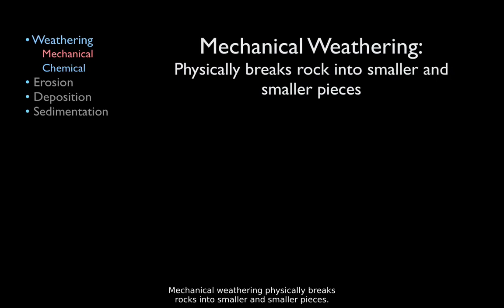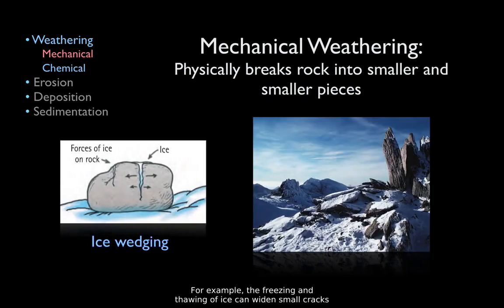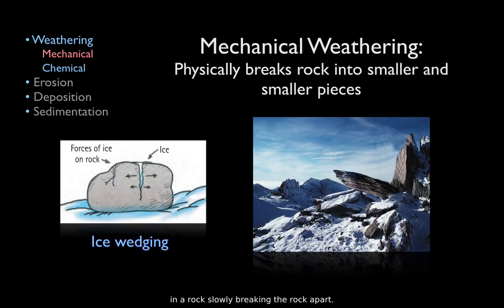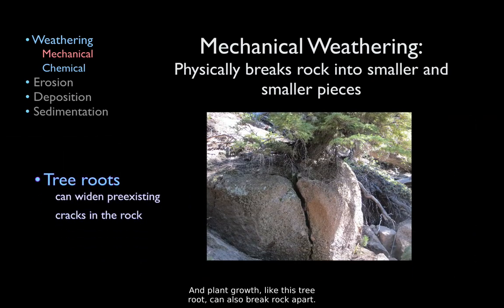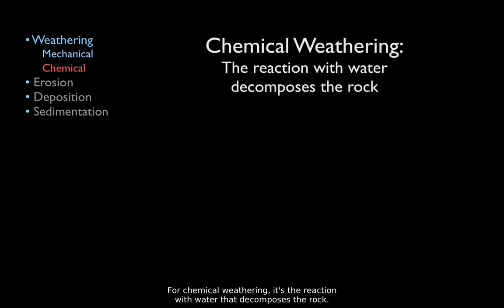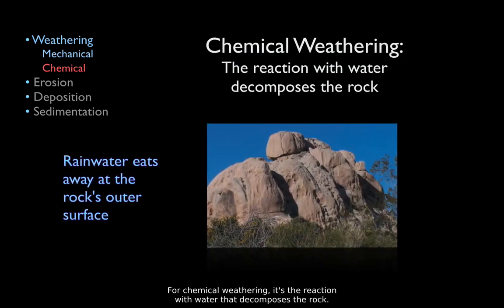Mechanical weathering physically breaks rocks into smaller and smaller pieces. For example, the freezing and thawing of ice can widen small cracks in a rock, slowly breaking the rock apart. And plant growth, like this tree root, can also break rock apart. For chemical weathering, it's the reaction with water that decomposes the rock. Chemical weathering eats away at the rock's surface, making it easier to erode.